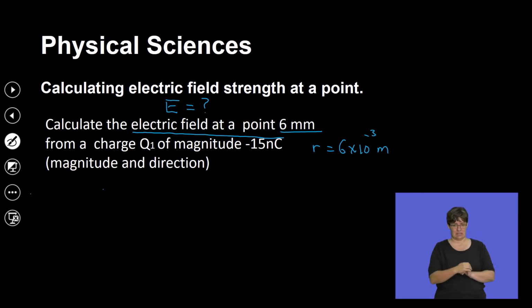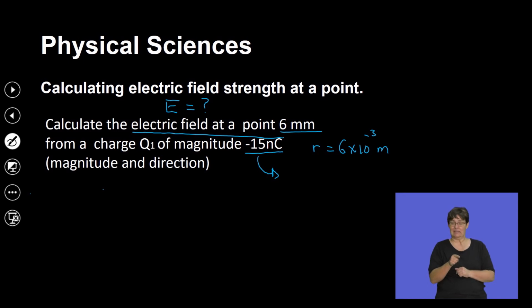We'll talk about that briefly in terms of conversions and SI units. And then we're also told that the charge Q1 has a magnitude of negative 15 nanocoulombs. So what is this exactly, this negative 15 nanocoulombs?